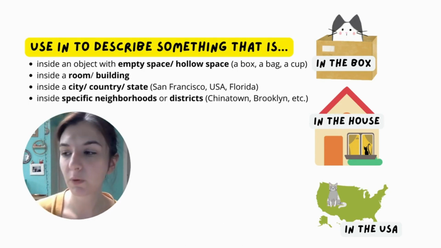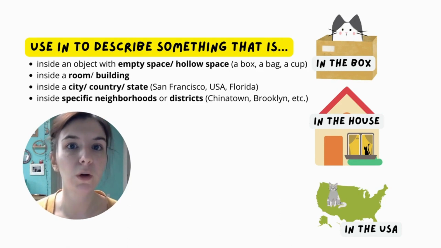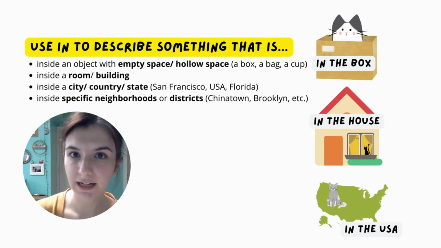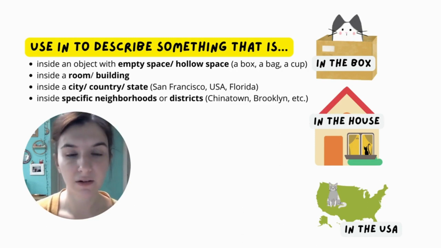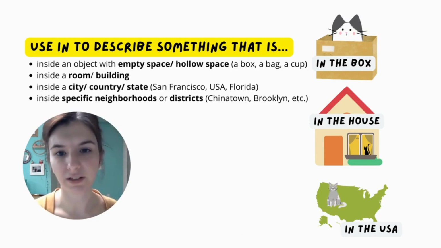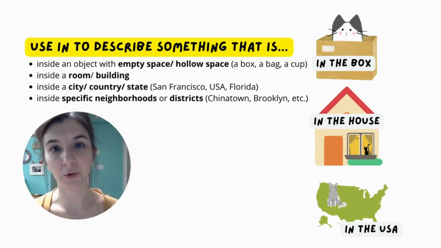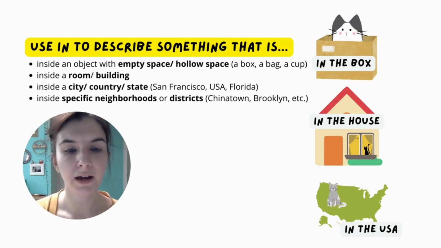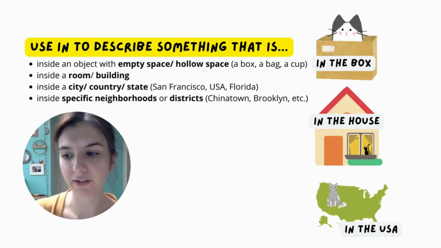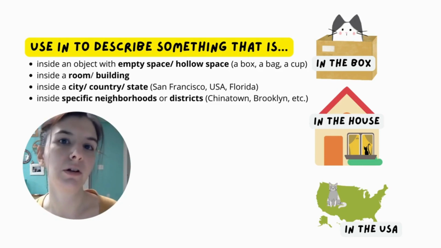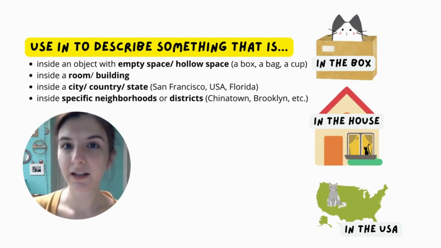We can use in when we're talking about a room or a building. We can use in when we're talking about a city, a country, or a state. For example, in San Francisco, or in the USA, or in Florida. And we can use in when we're talking about specific neighborhoods or districts. So for example, you could say in Chinatown, or in Brooklyn, in Manhattan, etc.